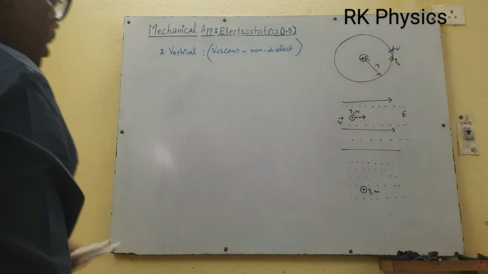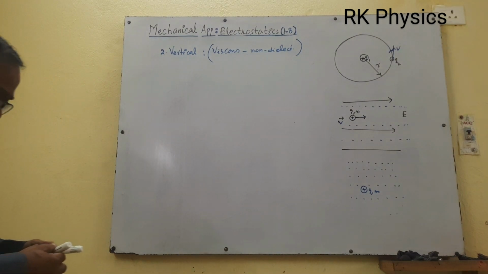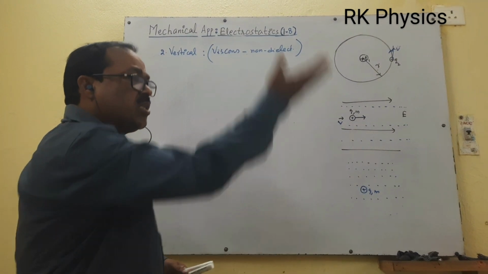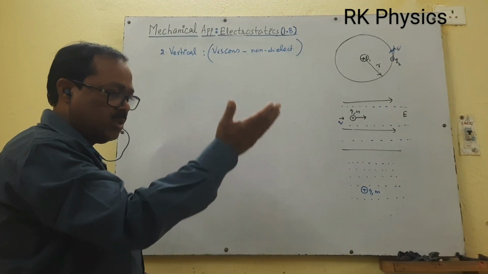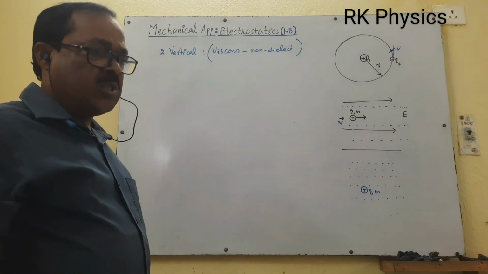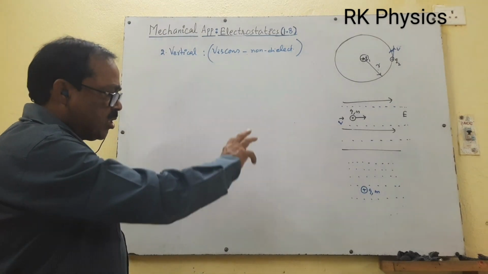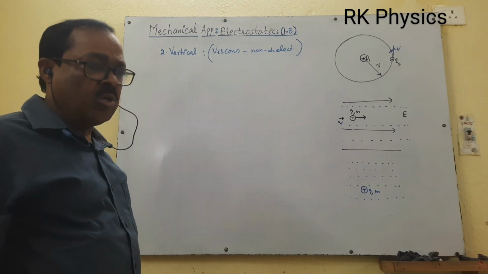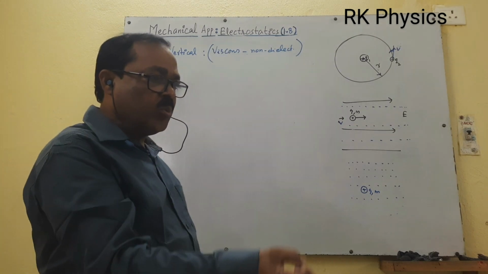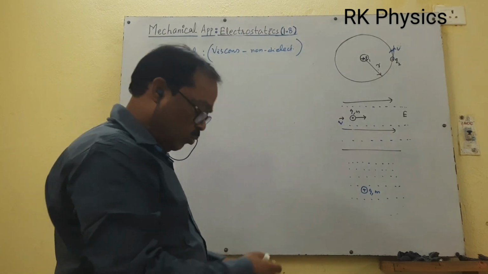Now the third figure is the vertical medium. Just imagine this is the direction. That means, just to feel it, the mass m, charge q, object is spherical in form. This is a fluid medium. The fluid medium is viscous and non-dielectric. The object is moving in space along vertically up or vertically down.